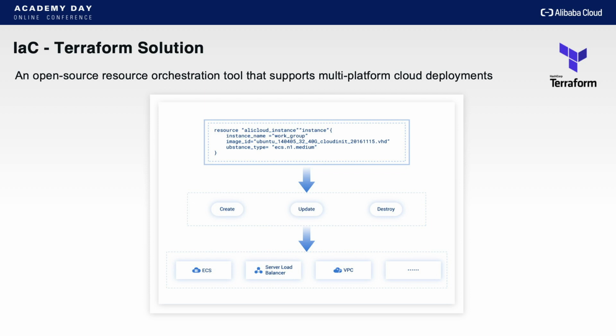Terraform version v0.8.7 and above support Alibaba Cloud service, and we also have a dedicated team to maintain all the Terraform provider. This solution is suitable for adding Alibaba Cloud ECS instances and attaching data disks, creating server load balancer instances and creating VPC clusters.